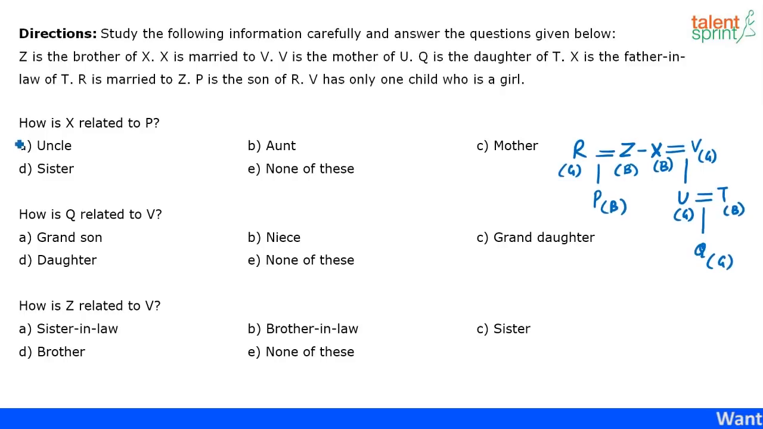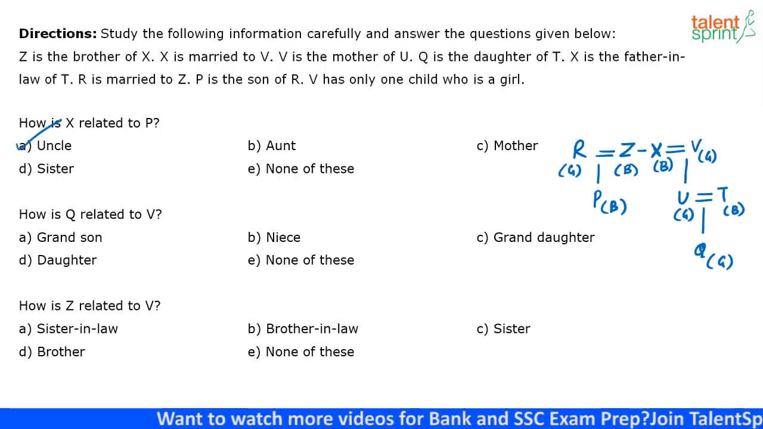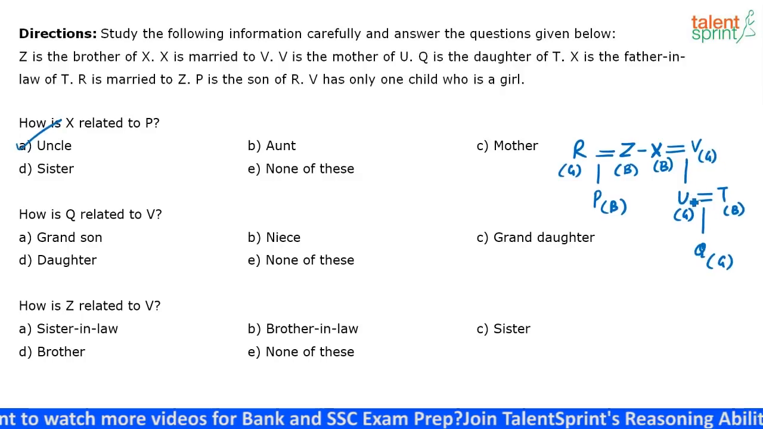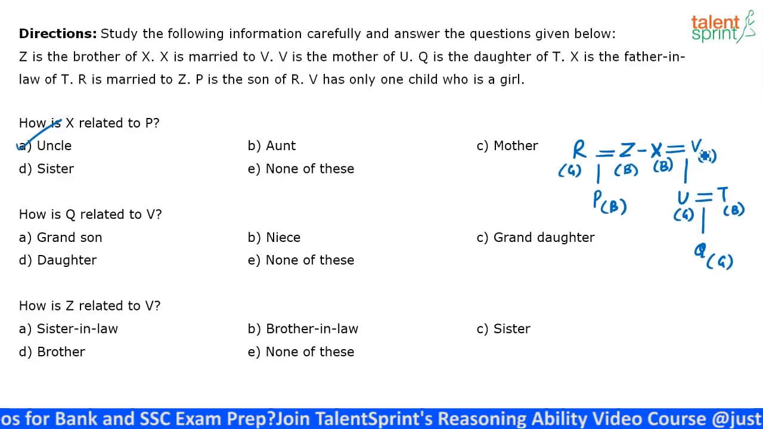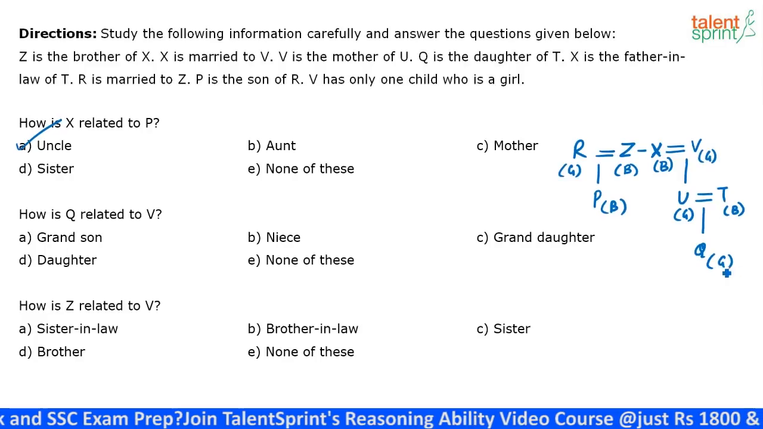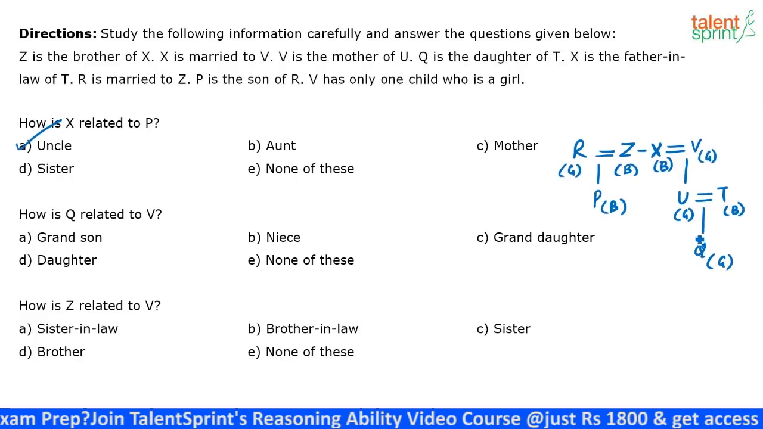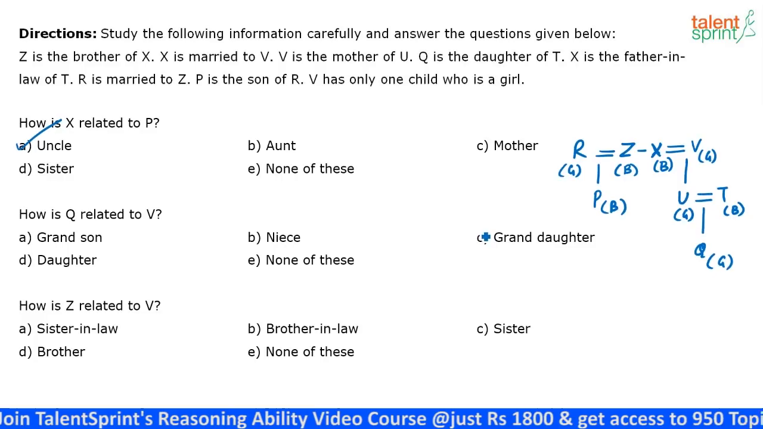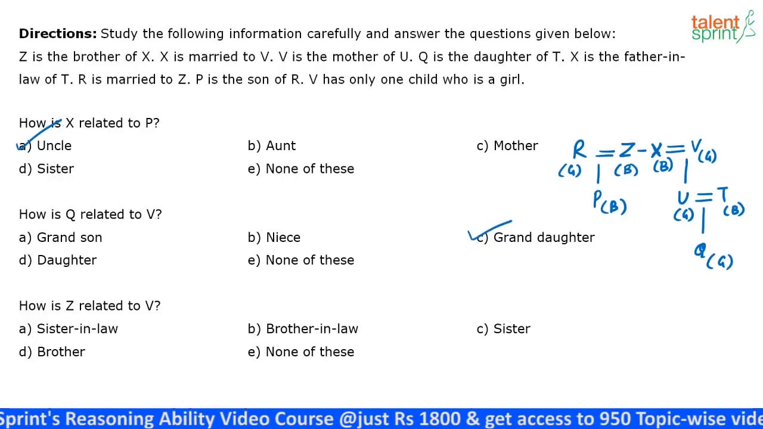Now, first question. How is X related to P? See, P's father's brother is X, or I can say X is P's uncle. So the correct answer for the first question is option A. How is Q related to V? Q is V's mother's mother's... I mean, Q's mother's mother is V, or I can say that Q is V's grandchild. Q is a female, so Q is V's granddaughter. For the second question, the correct answer is option C, granddaughter.